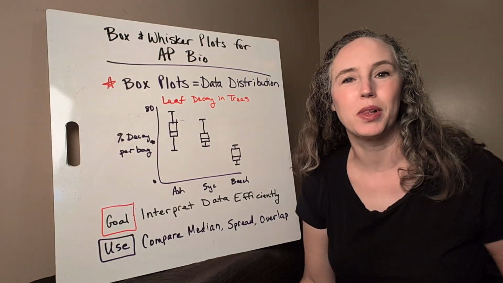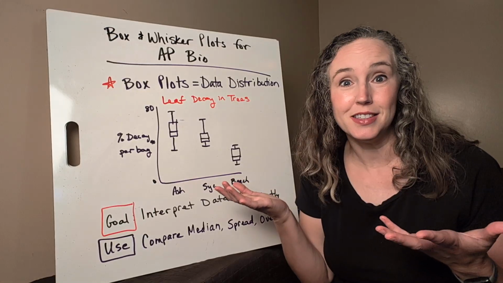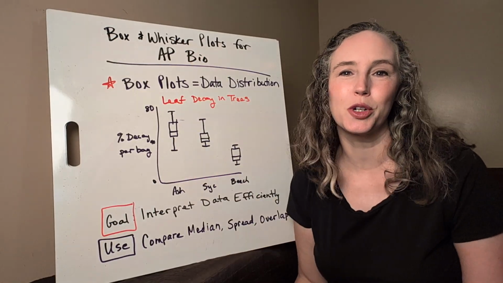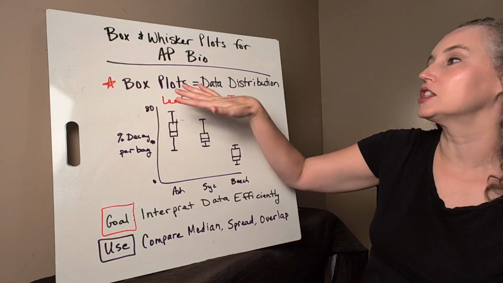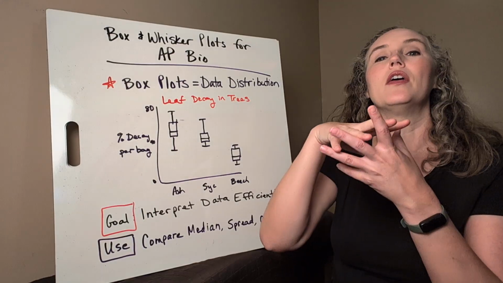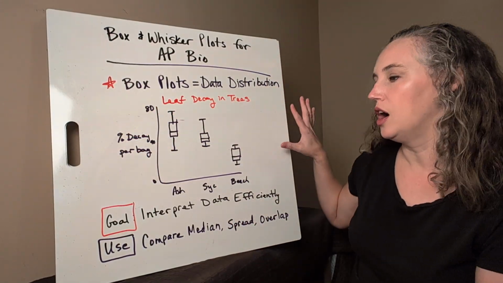If a box and whisker plot showed up on your AP Bio exam, would you even know what the box means? Hi, I'm Ms. Parrott, and in this video, we're going to be looking at box and whisker plots for AP Biology. Box and whisker plots are different than bar or line graphs because they're all about showing data distribution. This is an example of one.